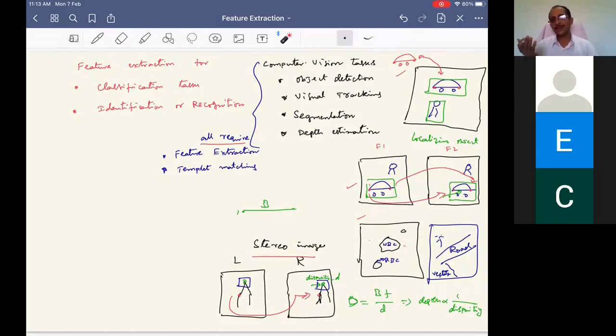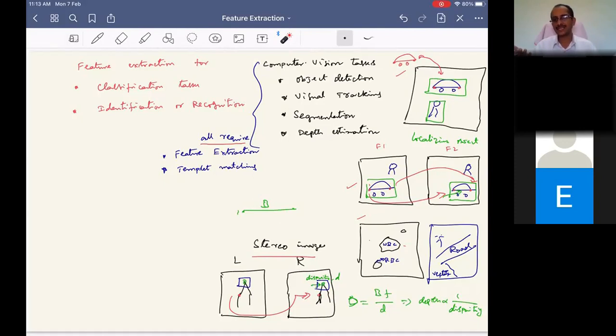The imaging conditions may be different, and the background aspects also will be different. So photometrically, there may be variations in the images from one image or one scenario to another scenario. Similarly, from viewpoint and from scale point, geometrically also there can be variations.